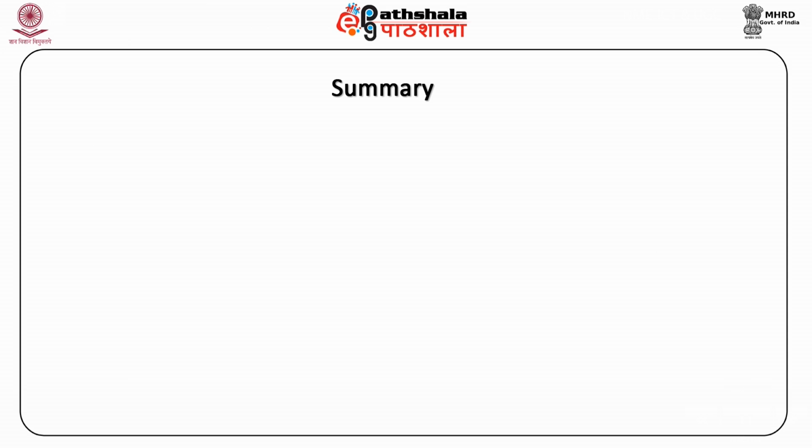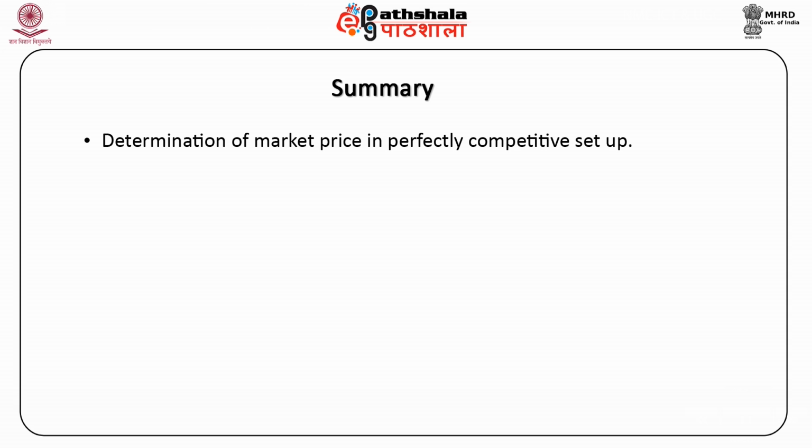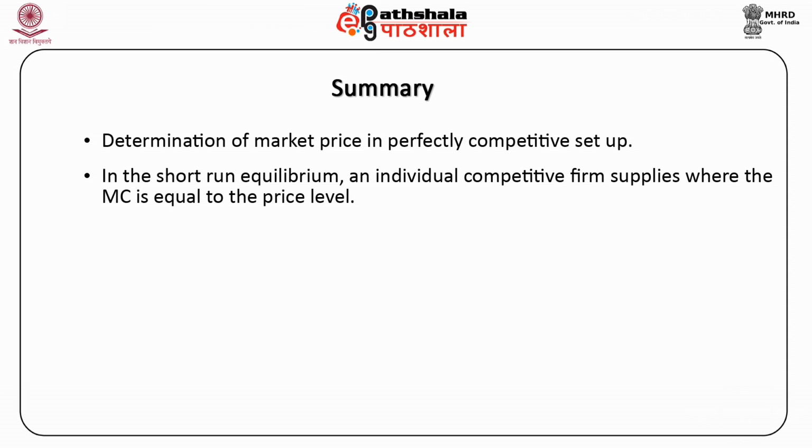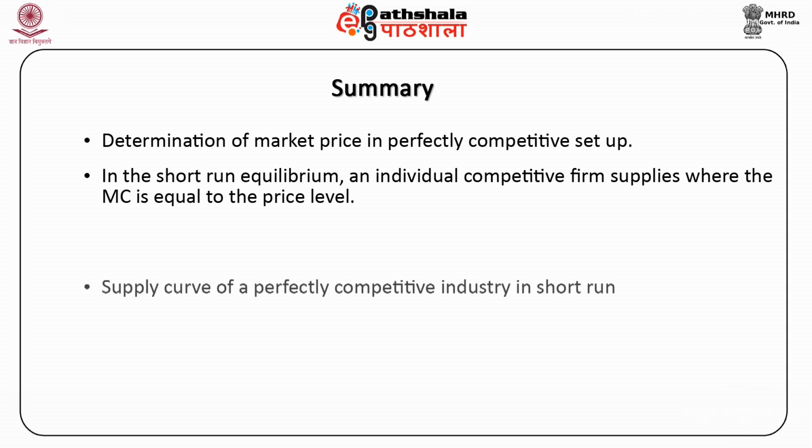Let us now summarize what we have learned in this module. The market price in a competitive industry is obtained by the intersection of industry supply and demand curves, which is taken to be given by the individual firm. In the short-run equilibrium, an individual competitive firm supplies where the MC is equal to the price level. The rising portion of the MC curve above the minimum of the AVC curve is the supply curve of an individual competitive firm. If the price falls below the minimum of AVC, then the firm shuts down its operations.